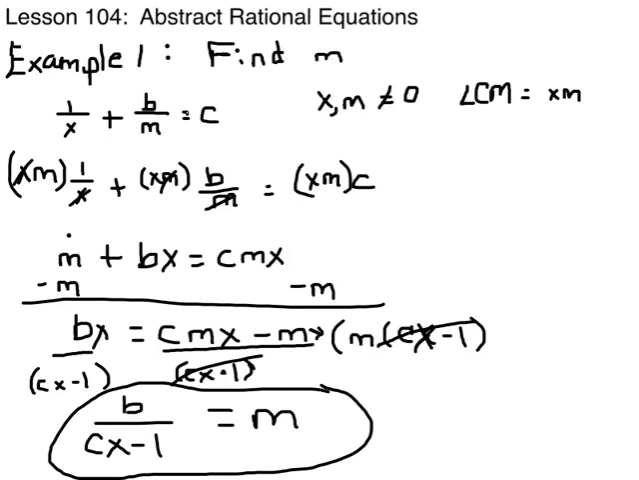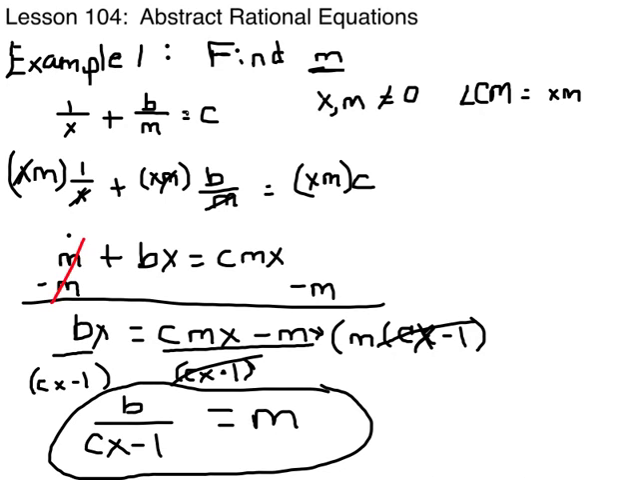All right. So we're solving for m. So the goal, in this kind of problem, is to get all the m's on the same side together. So we're going to subtract it from the left side, move it to the right side. And when we do that, we get rid of it here. And all we have left is bx equals cmx minus m.